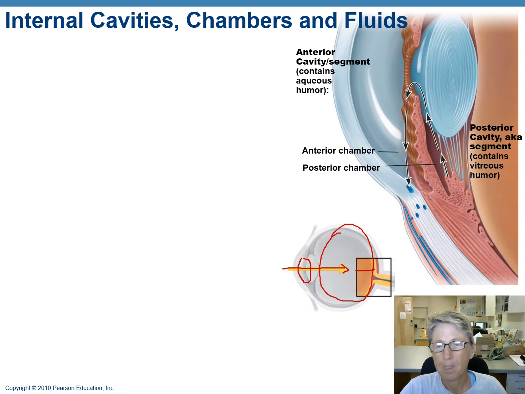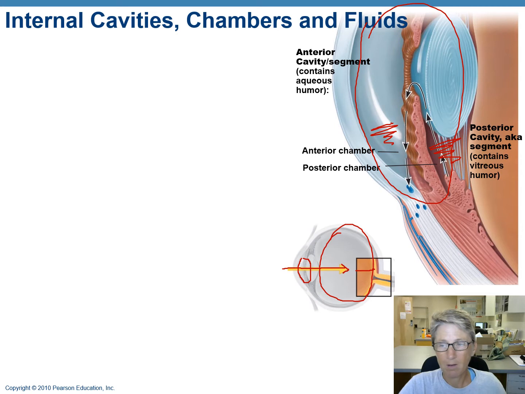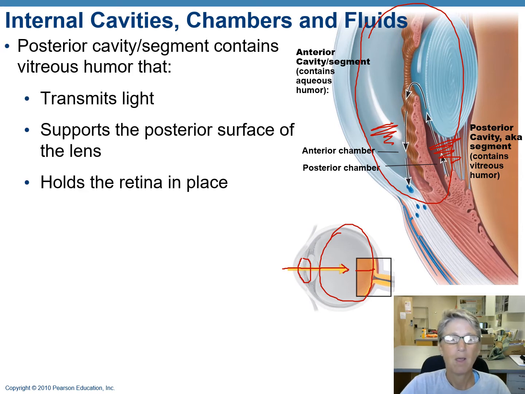Here's the anterior cavity. This is all anterior cavity. This part is the anterior chamber, and then back here is the posterior chamber of the anterior cavity. It's kind of weird. But anyway, the posterior cavity is all back here. So this is all, and it's kind of cut off in the cartoon, but this would all be posterior cavity.